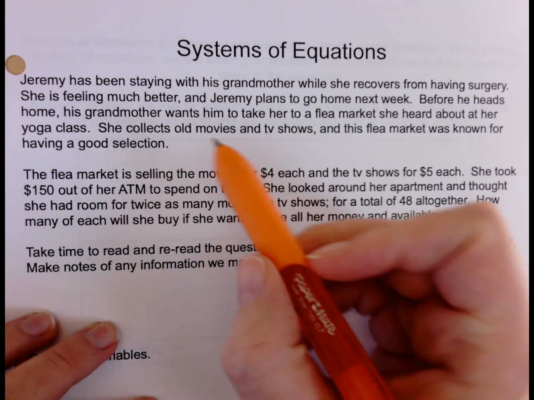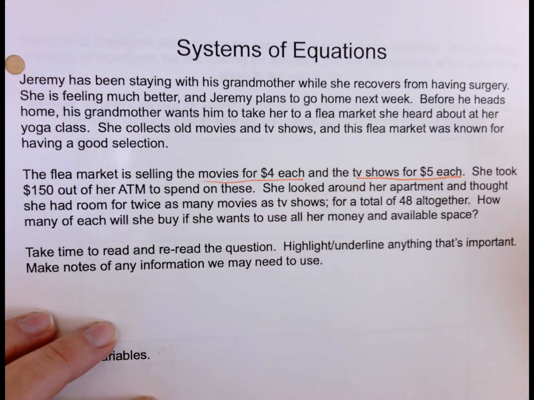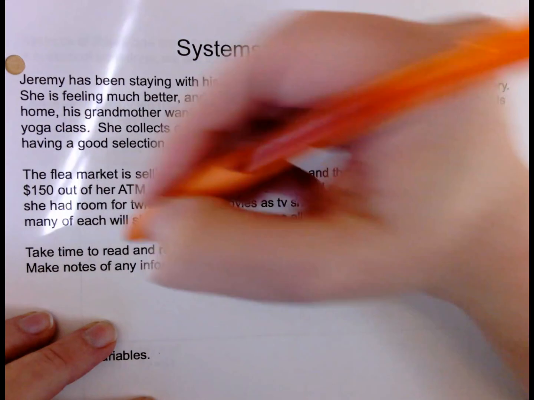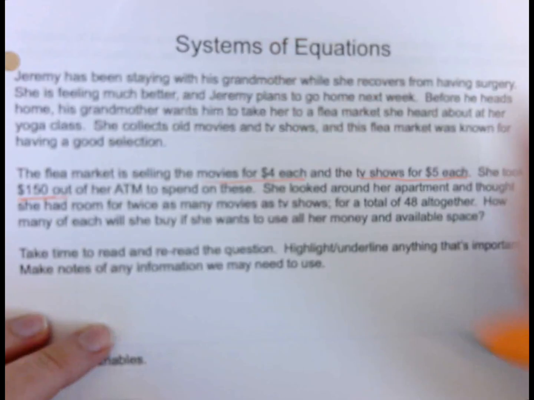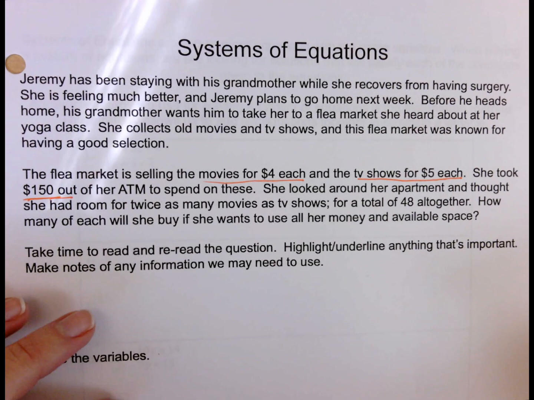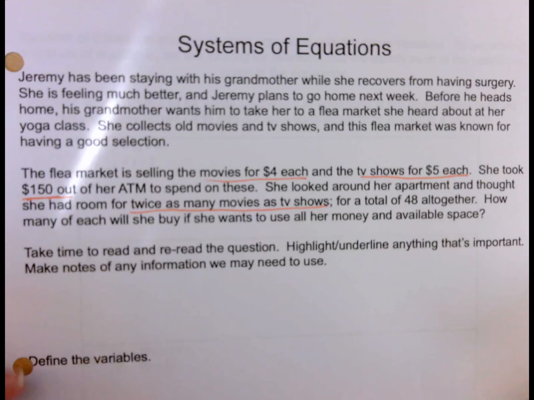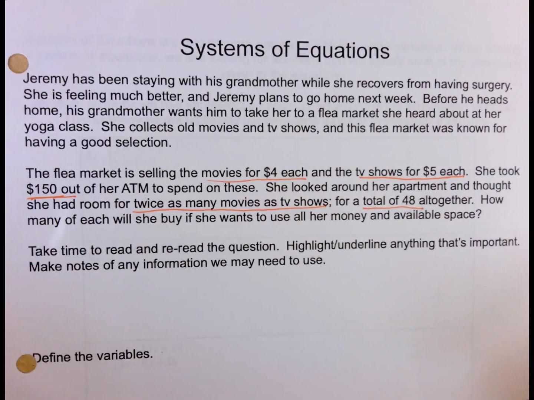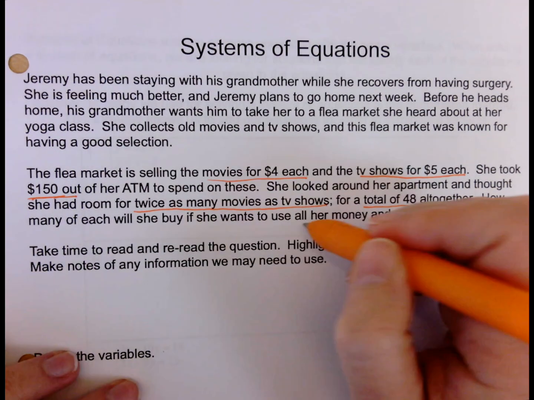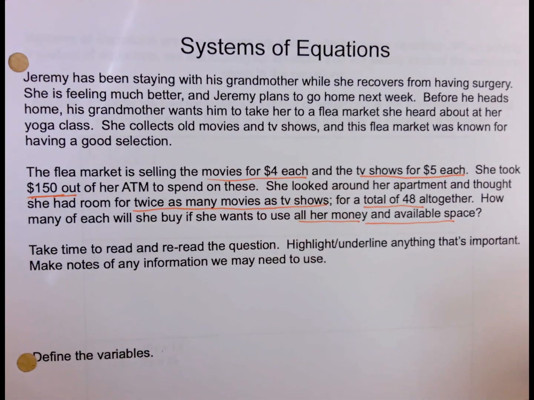The flea market is selling the movies for $4 each and the TV shows for $5 each. And she took $150 out of the ATM to spend. Okay? She looks around her apartment and she thinks that she has room for twice as many movies as TV shows, for a total of 48. So how many of each will she buy if she wants to use all of her money and all of her available space? Okay, so all that is information that we need to use.